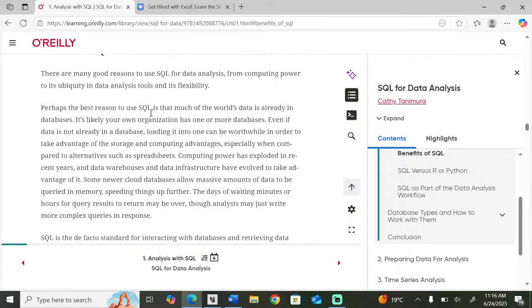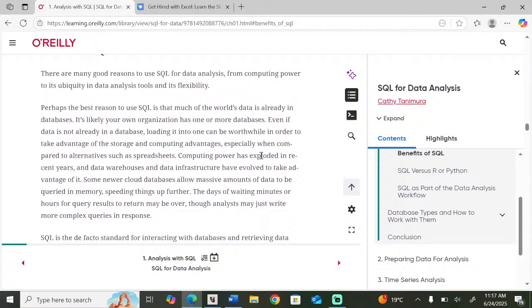Perhaps the best reason to use SQL is that much of the world's data is already in databases. Most of the information is data. We store it in a database, and the language we use to talk to the database is SQL, which is one of the reasons why it is very, very important. Your own organization has one or more databases. Even if data is not already in a database, loading it into one can be worthwhile in order to take advantage of the storage and computing advantages, especially when compared to alternatives such as spreadsheets.